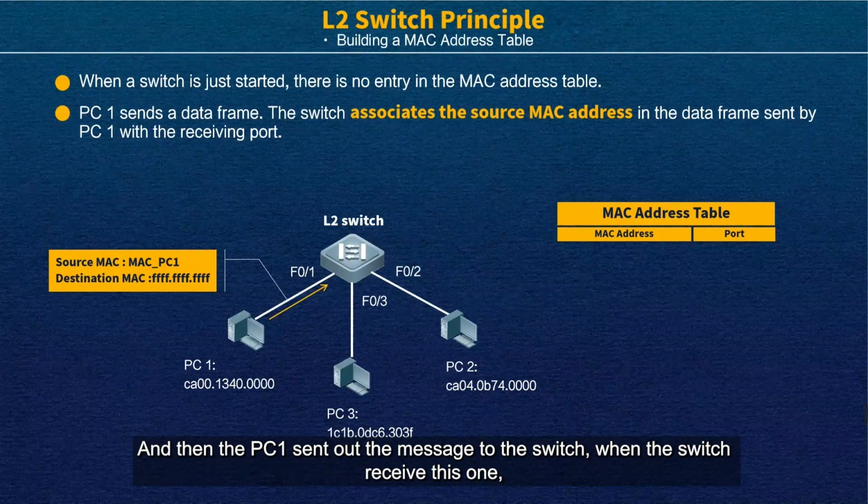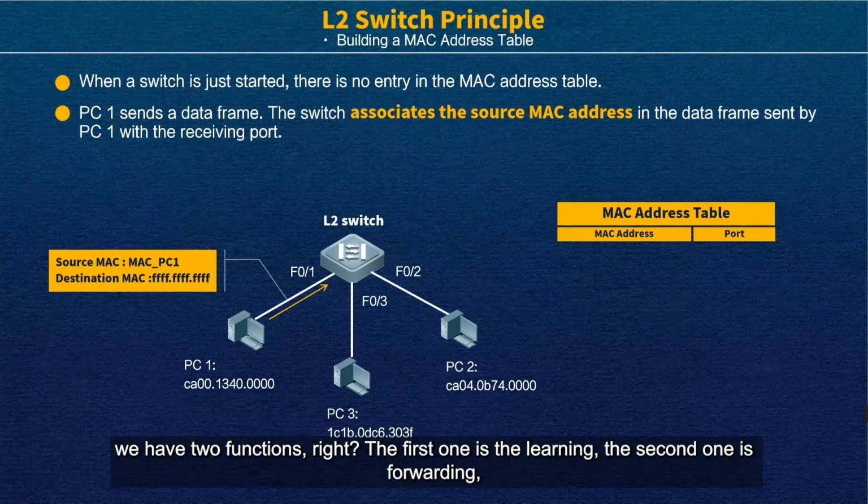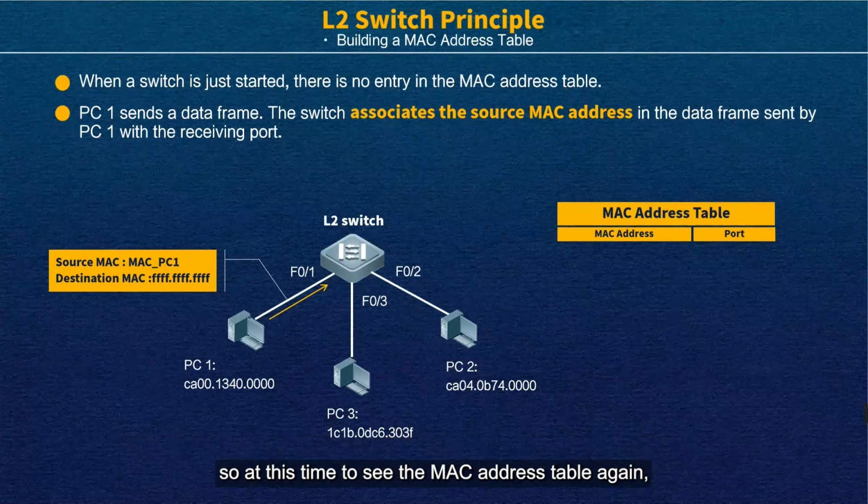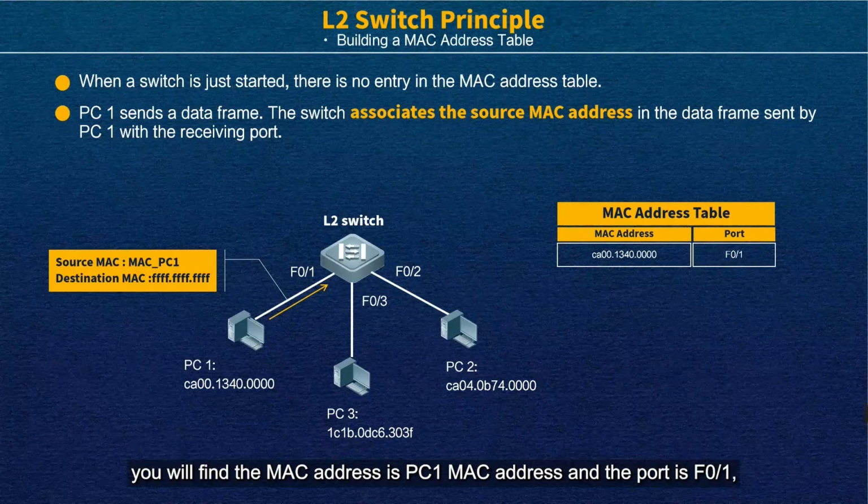When the switch receives this message, we have 2 functions, right? The first one is learning, the second one is forwarding. About learning, we will associate the source MAC address in the table with the receiving interface. So at this time, if you look at the MAC address table again, you will find the MAC address is PC1's MAC address and the port is F0/1. So this is the first one.